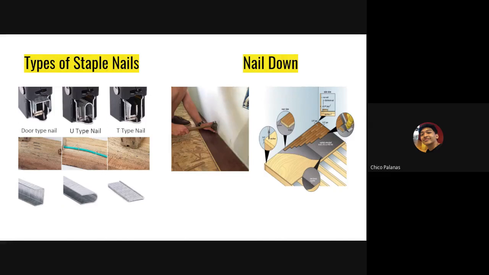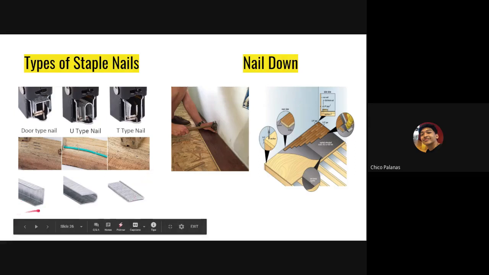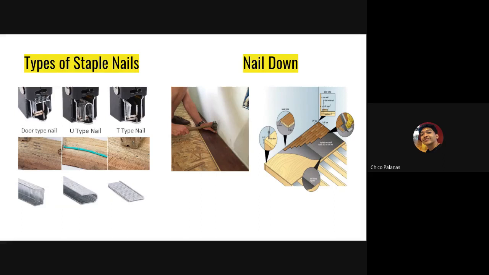So there are types of staple nails. First is the door type nail, which is wider than the U-type nail. The U-type nail is mostly curved in shape, while the T-type nail is shaped like a T. So that is the process of nailing down. That's it. Next slide.